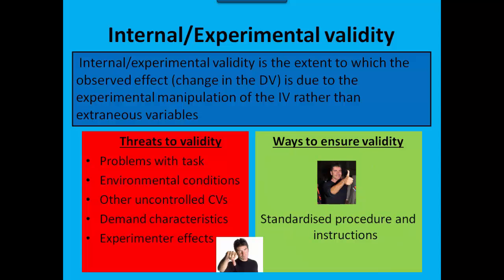Ways to ensure validity in experiments is to standardise procedure and instructions. This ensures internal validity. So if the task is identical in the two conditions, it's carried out in an identical way for an identical time in both conditions, and the instructions are identical for both conditions, ideally presented either on a screen or on paper. That way there can be no experimenter effects causing changes in motivation levels or understanding levels between the two conditions.